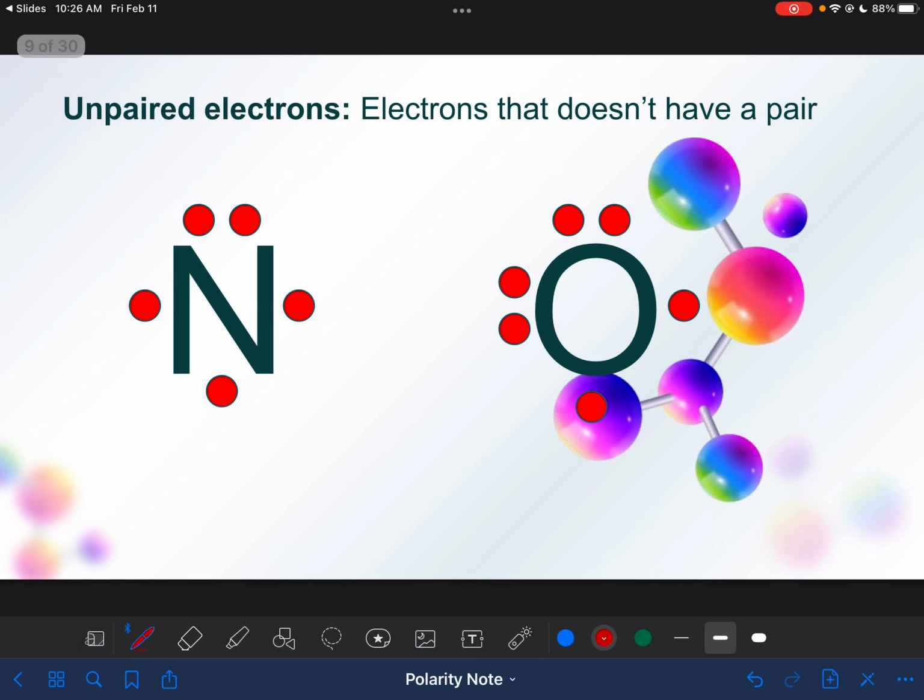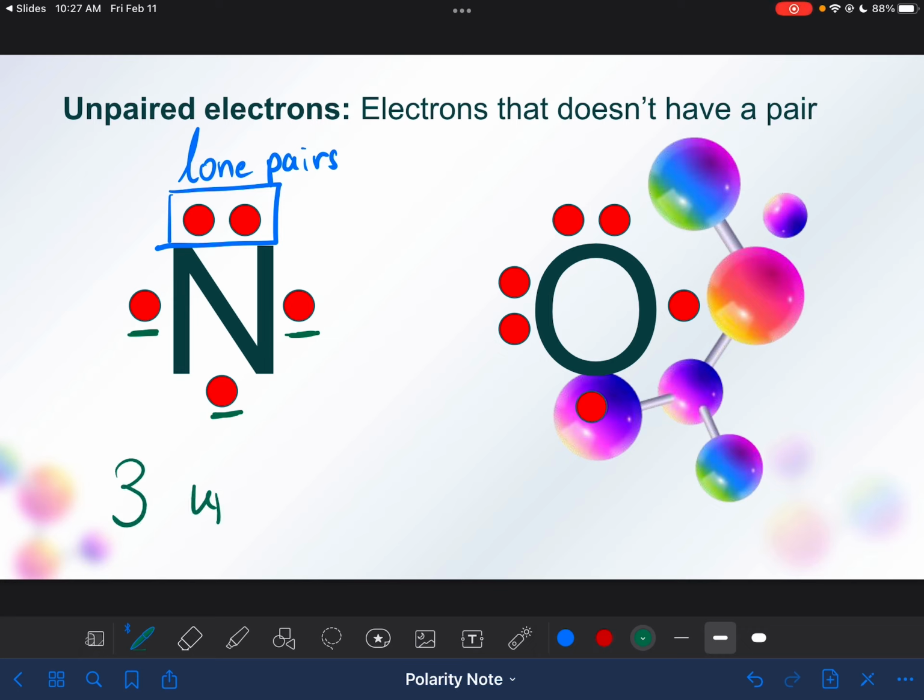Now, sometimes we also need to talk about lone pairs, which in this case are called the lone pairs. We do also have to make sure that there's something called unpaired electrons, which means electrons that don't have a pair. So what we're going to do is count how many electrons don't have a pair. In this case, for nitrogen we have 1, 2, and 3. So there are 3 unpaired electrons.